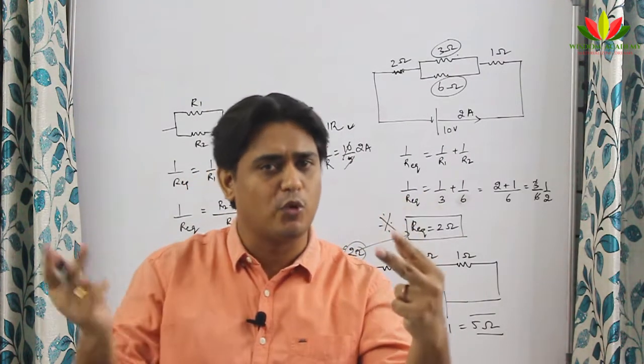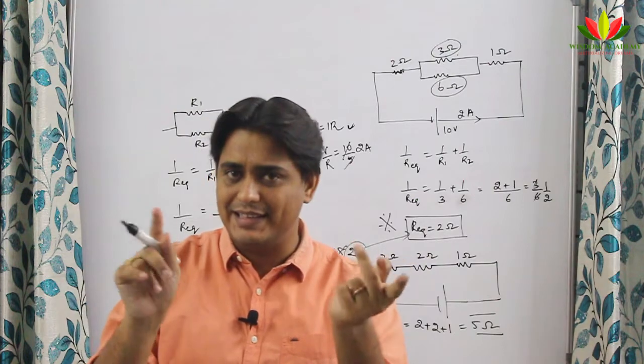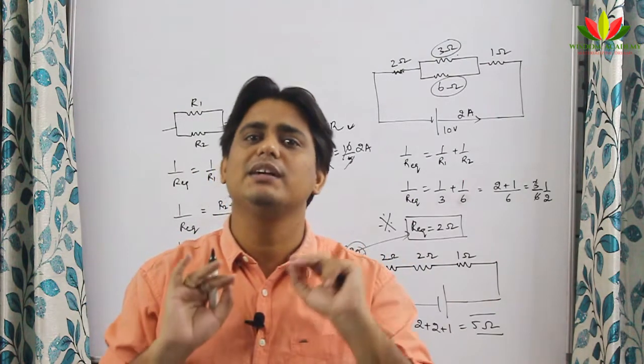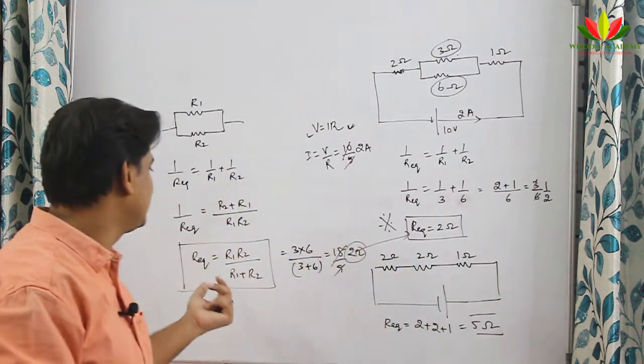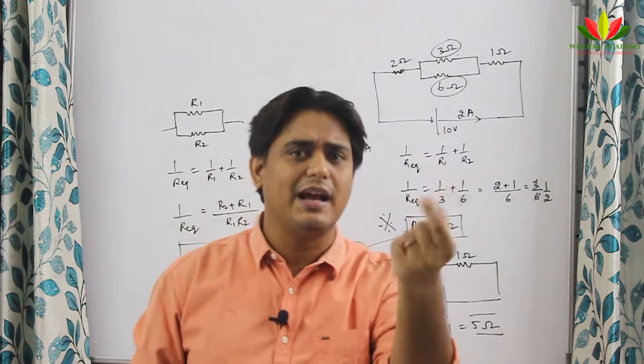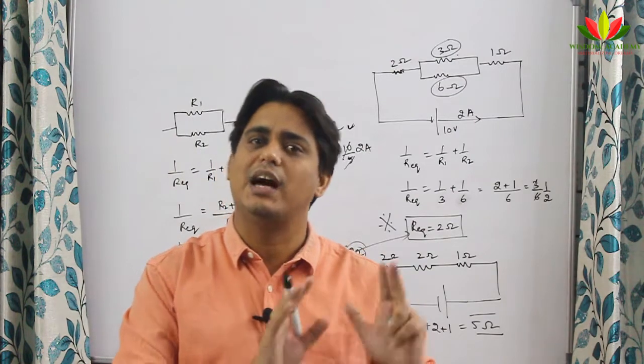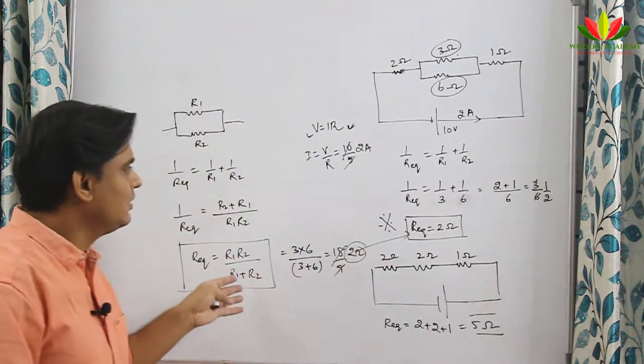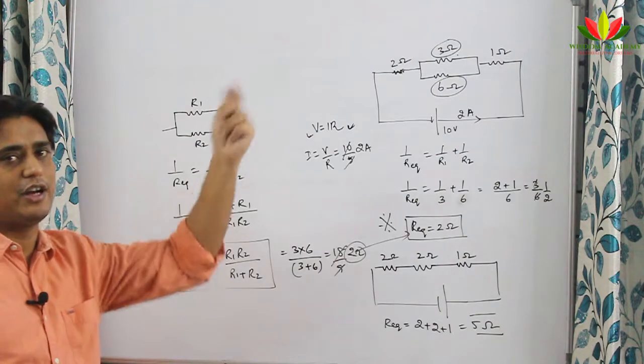Suppose it is 2 ohm and 4 ohm. What you will do? 2 into 4, 8 by 6. So 8 by 6 will be the equivalent resistance. So this thing is a shortcut, you can say, you can remember. Whenever there are two resistances, just multiply them and divide by their addition, you will get the R equivalent value. This is just a shortcut which you can use for solving any parallel kind of combination.